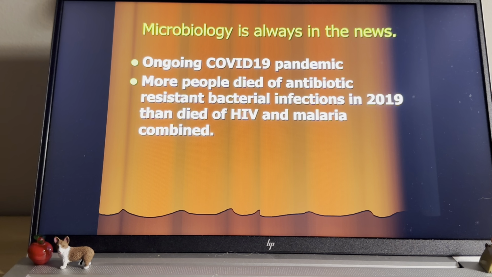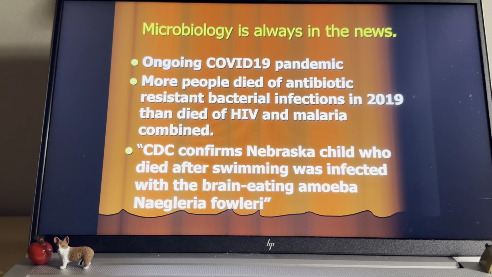Okay, and then you hear of these crazy stories that are rare, but yes, they can happen. The CDC, this was a headline from CNN, confirms a Nebraska child who died after swimming was infected with a brain-eating amoeba. So yeah, there are some nasty microbes out there that can cause significant damage and even kill you, okay? And it's not confined to bacteria. Luckily, a lot of these cases tend to be very rare. But even when you look at a typical news channel, normally there's something in there about a microbe, whether it's in a hospital environment or some other environment.